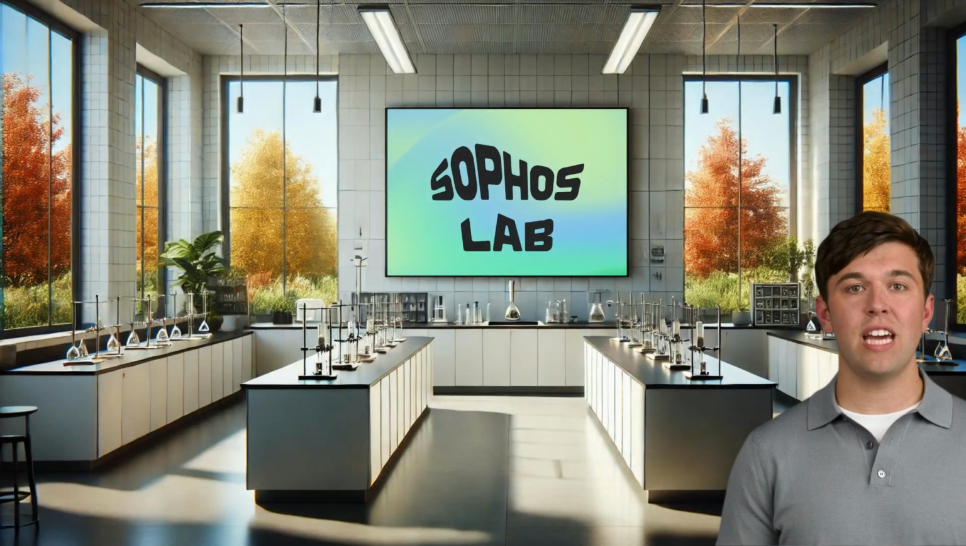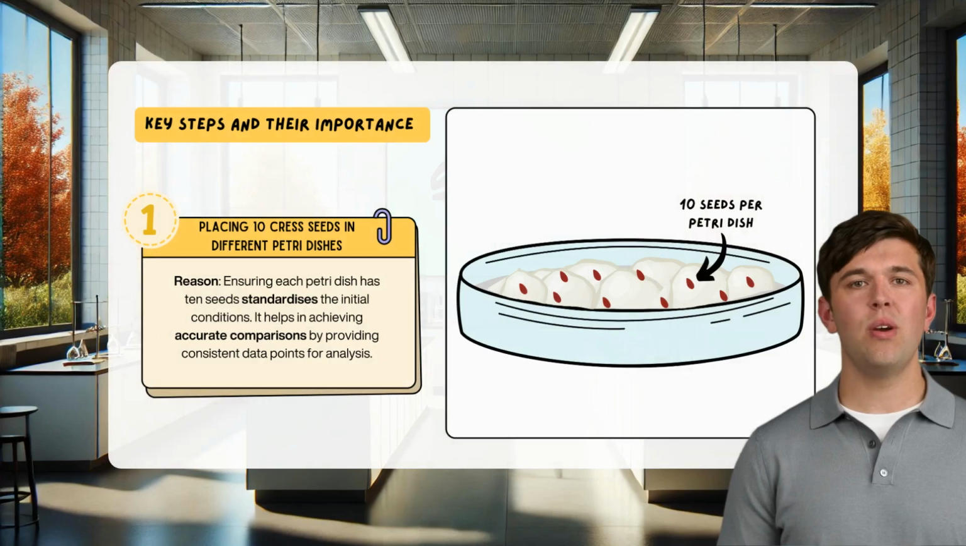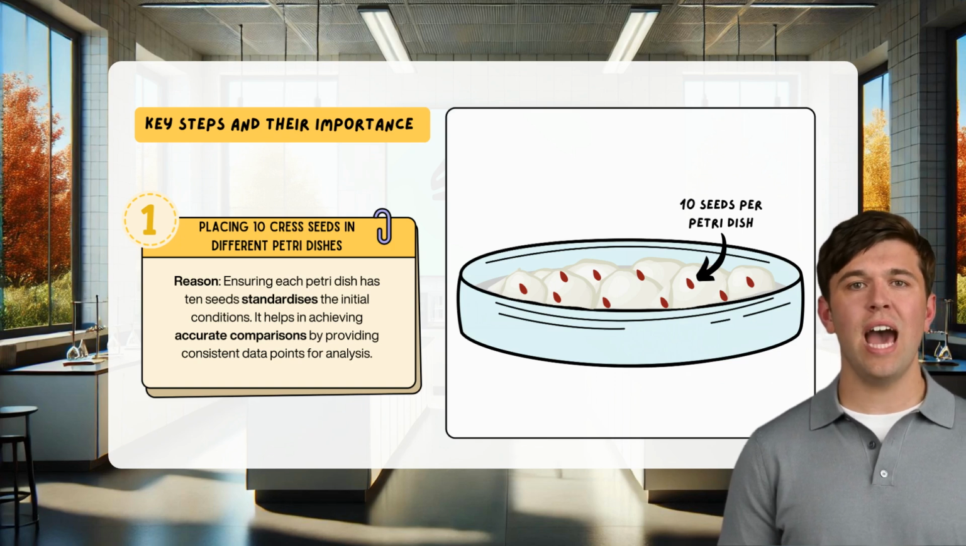Let's recap the key steps of this practical and their importance. First, why did we place 10 cress seeds in different Petri dishes? Well, we did this because ensuring each Petri dish has 10 seeds standardizes the initial conditions. It helps in achieving accurate comparisons by providing consistent data points for analysis.